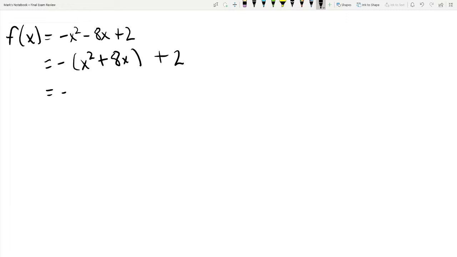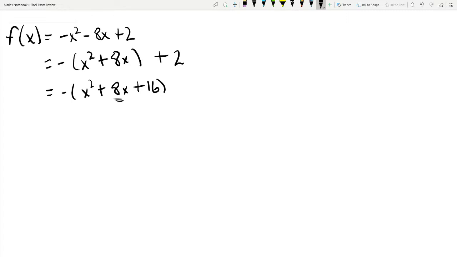So, recall to do that, we're going to take the coefficient of the x term right here, divide it by 2 to get 4, and then we square that. So 4 squared is 16. So we'll add a 16 over here.